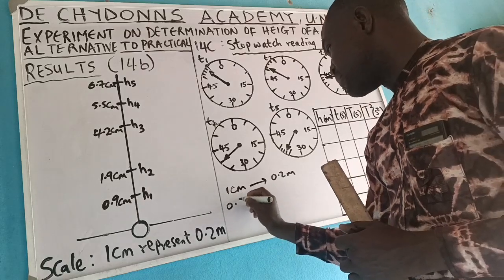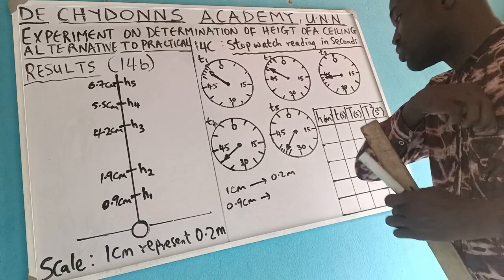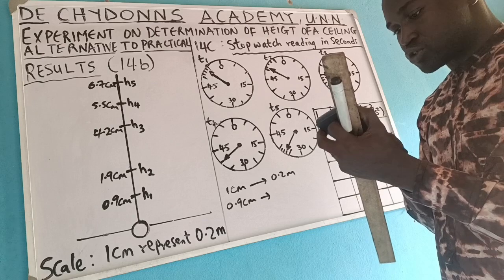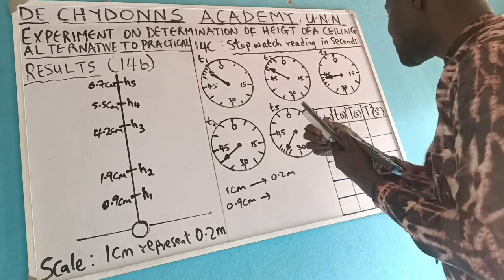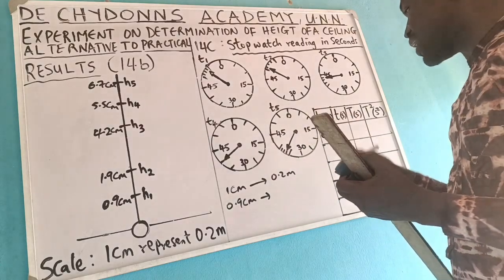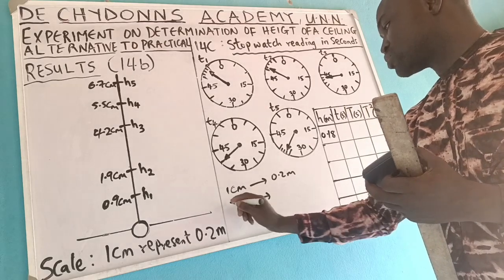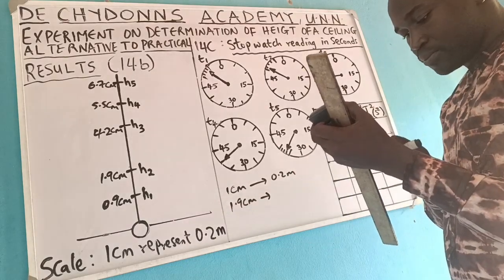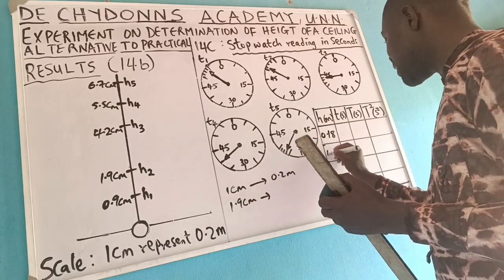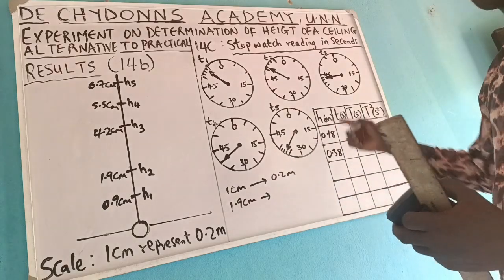So 0.9 cm will give you how many meters? Use your calculator. 0.9 times 0.2 is 0.18. Here is 0.18 meter. You do the same for the next one: 1.9 times 0.2. That will be 0.38. So you are now getting the actual measurement.